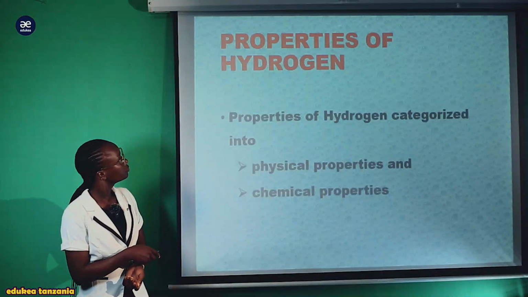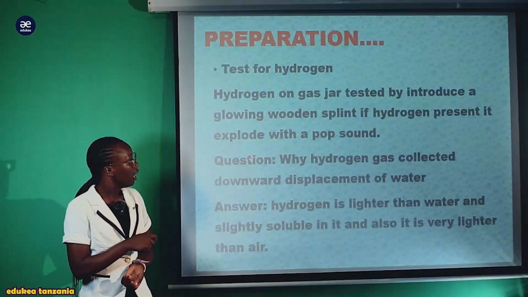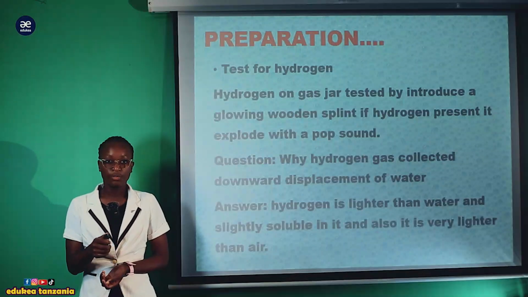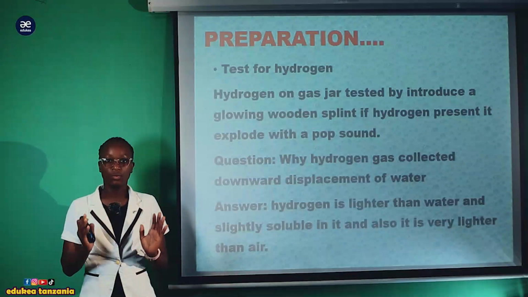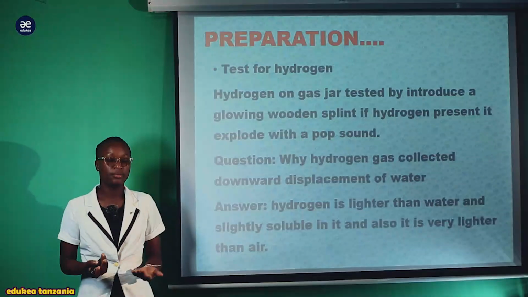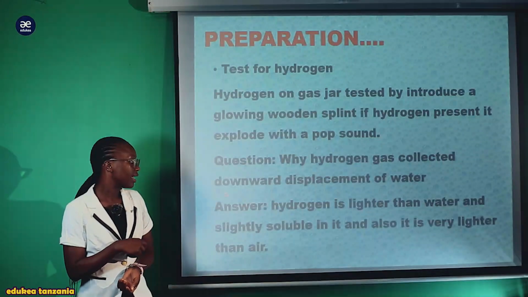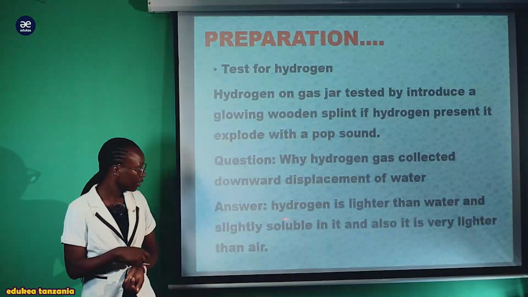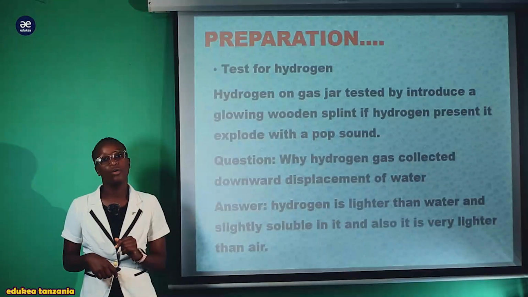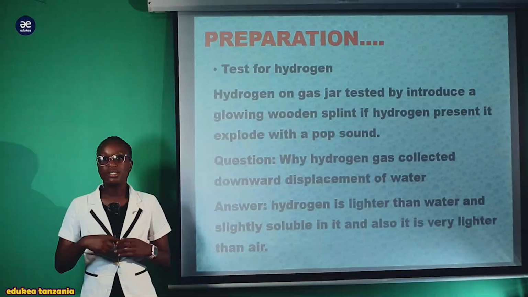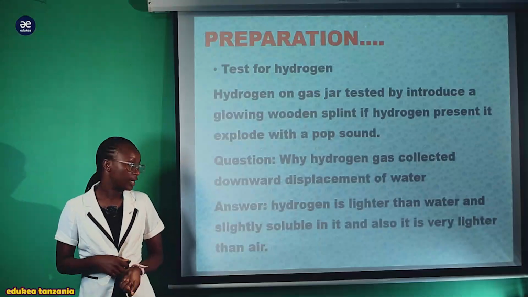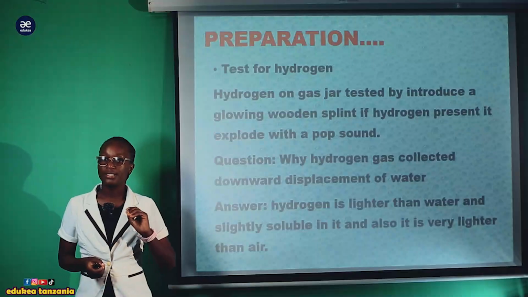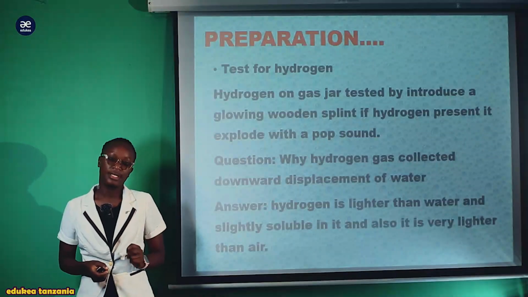Question. Why is hydrogen gas collected by downward displacement of water? As we saw in the diagram, why was there a water trough? Why is it collected by downward displacement of water? Simply because hydrogen is much lighter than water. It's a very light gas, and it is also slightly soluble in water, not partially soluble, not insoluble, but slightly soluble. And it is also much lighter than air, so that's why it's collected by downward displacement of water.